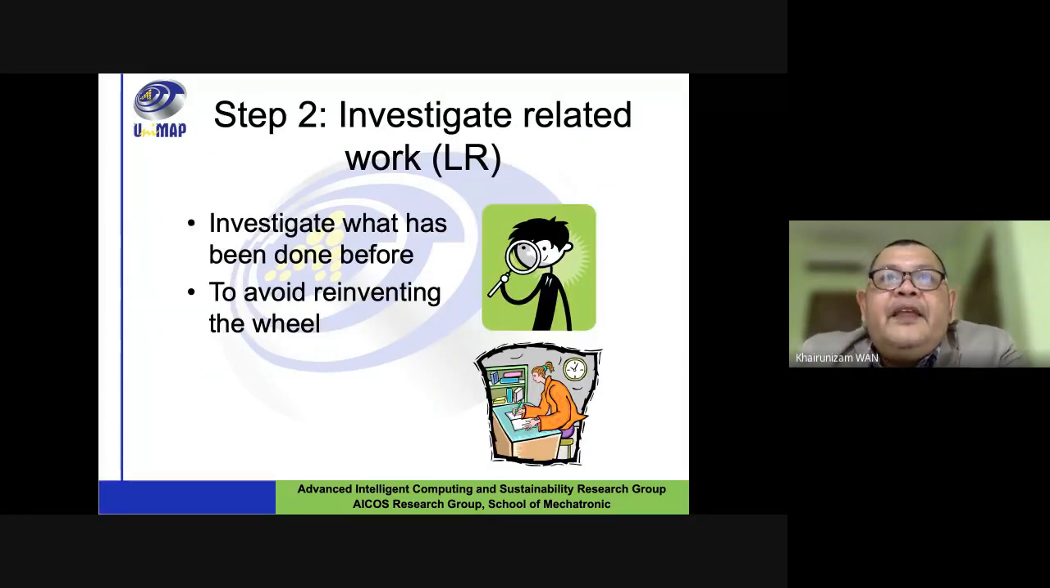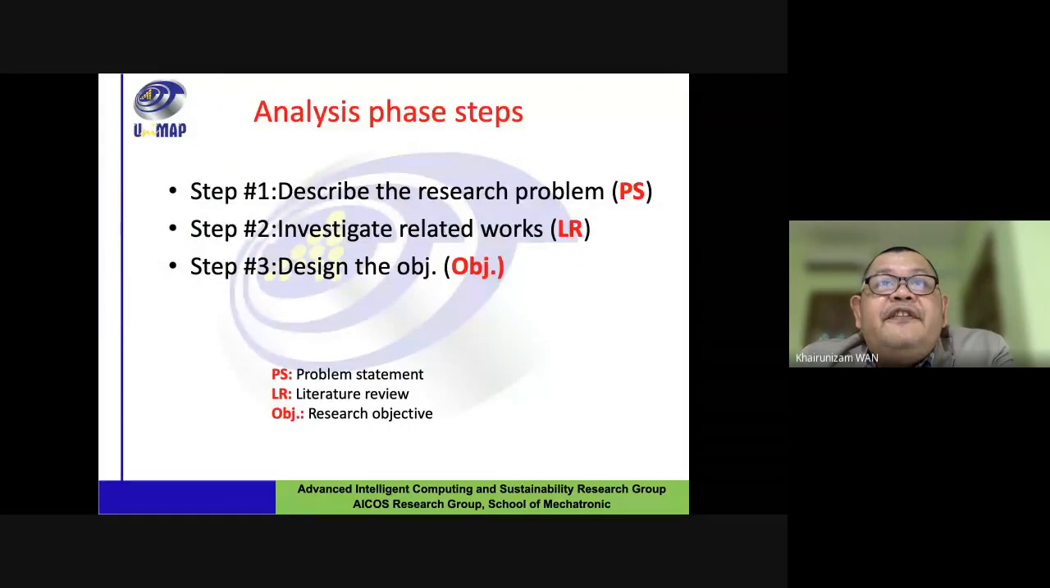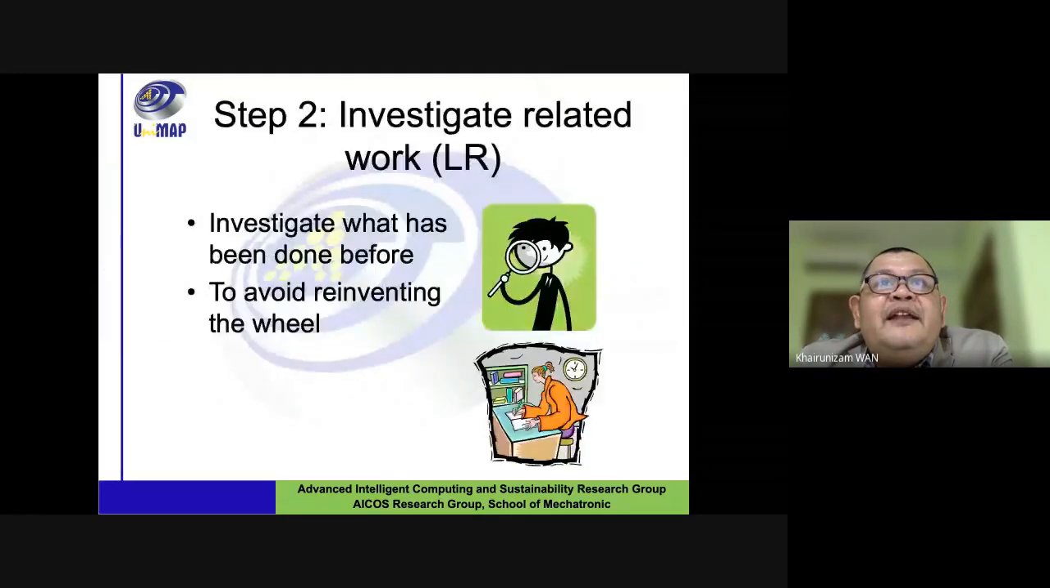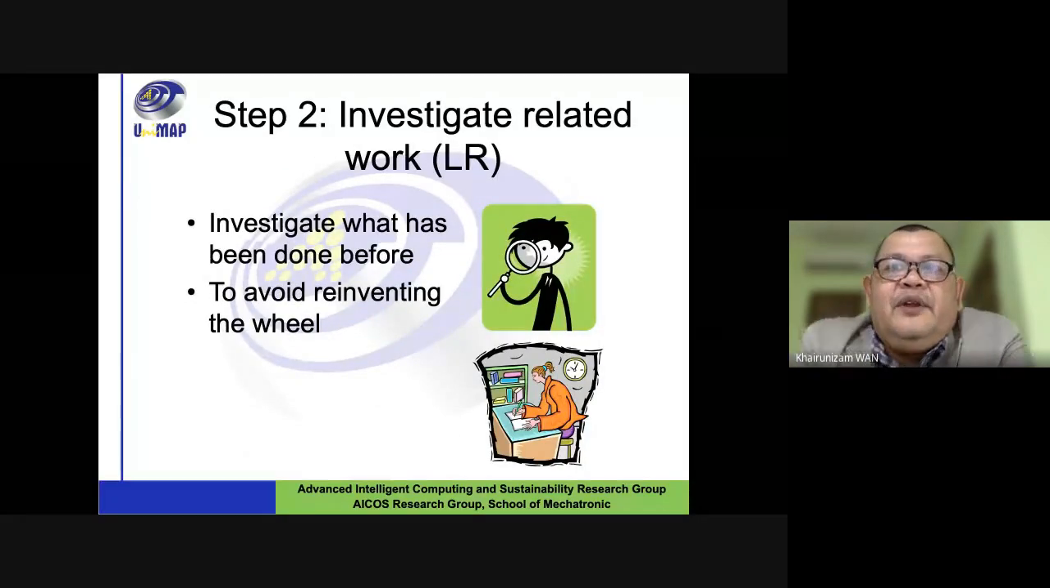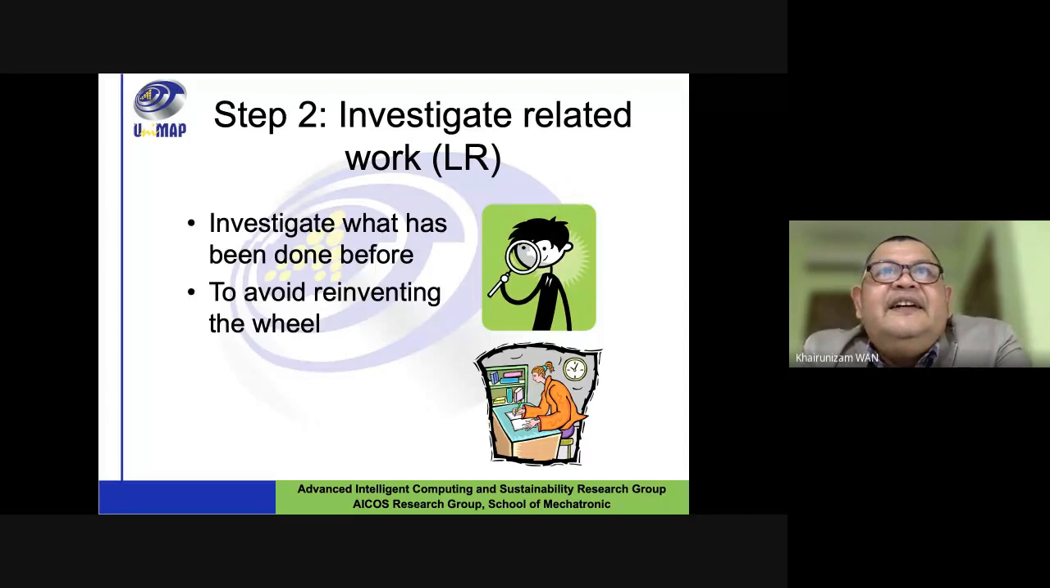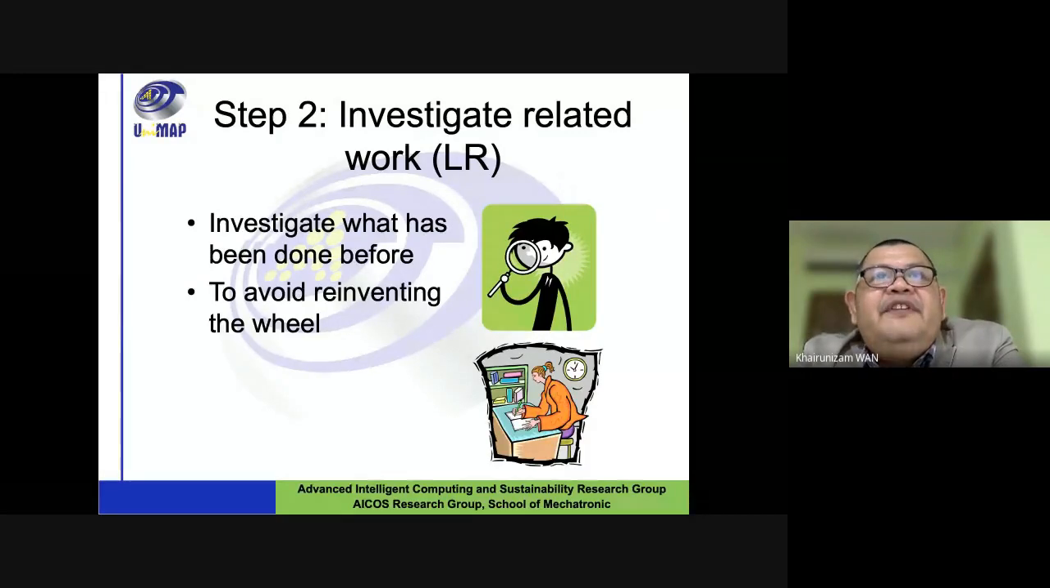And then in the analysis phase, as I mentioned to you earlier, the first is to describe the problem. The second one is to investigate related works. I will go faster on this step 2 because we already discussed literature review before. Investigate what has been done before. Investigating related works means conducting a literature review.